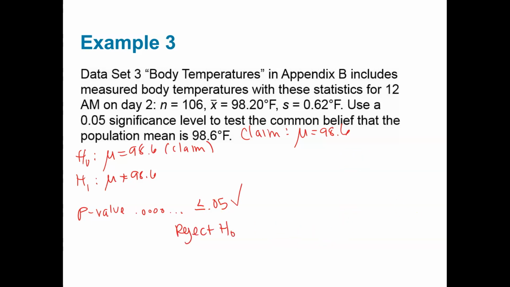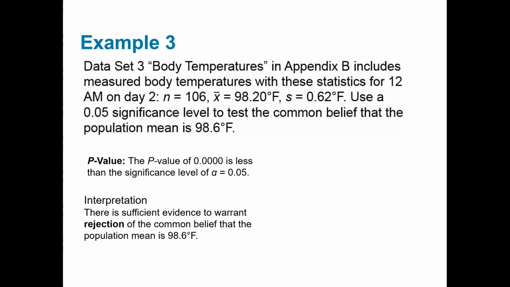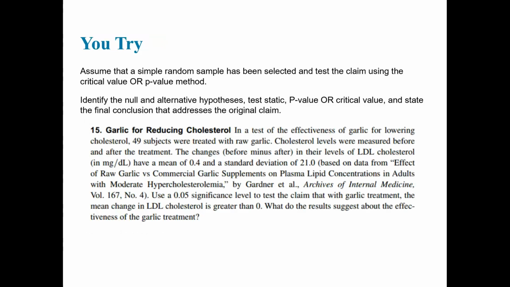And so that means how we'll interpret that if we go to the table. There is sufficient evidence to warrant rejection of the common belief that the population mean is 98.6. Go ahead and give this one a try. You can use whichever method you like.